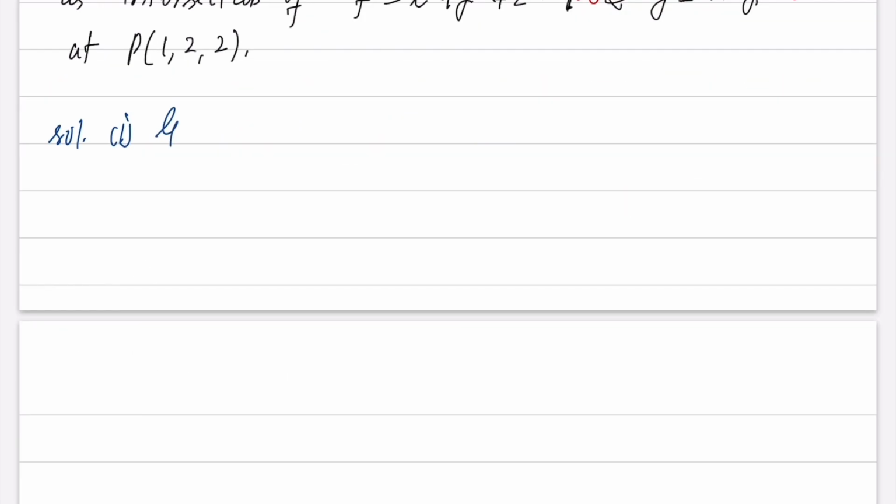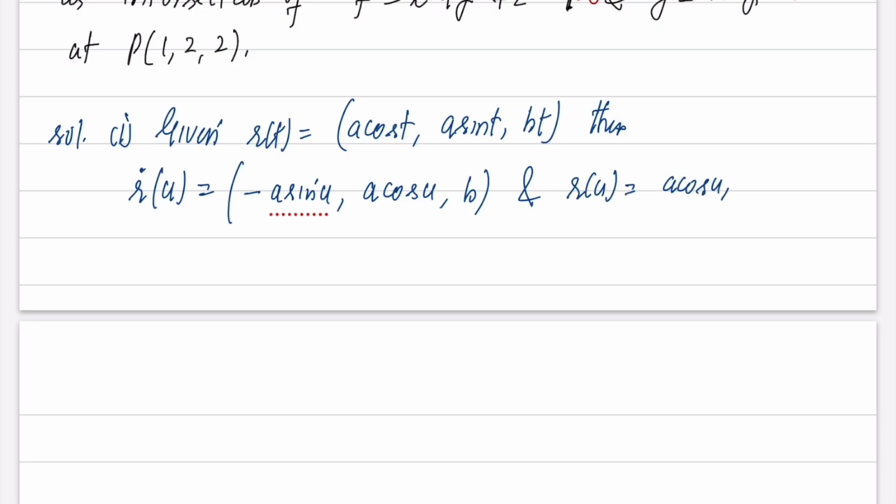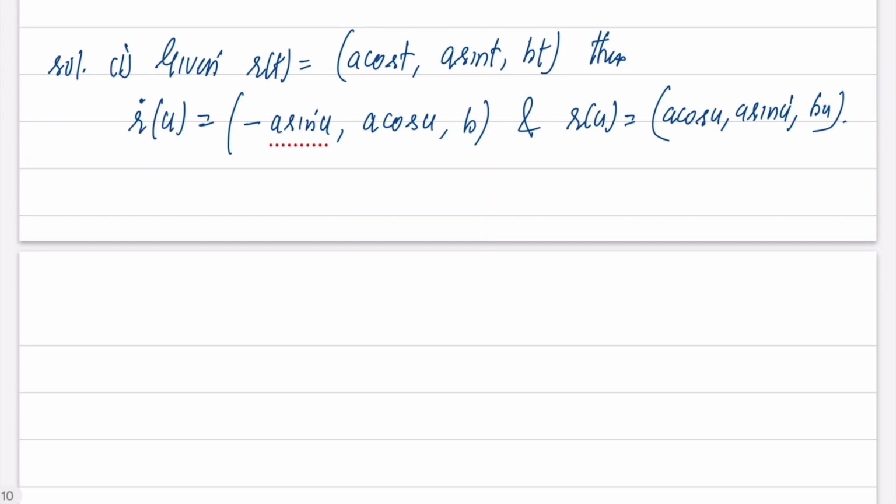Exercise number 1: given r of t is equal to a cos t, a sin t, bt. Then r dot of u, let's take the derivative at u. First the derivative is minus a sin t, but at u it is minus a sin u, and similarly here a cos t at u we will get a cos u, and this is b. Similarly r of u is equal to a cos u, a sin u, bu. Therefore we can immediately write down the equation of the tangent.